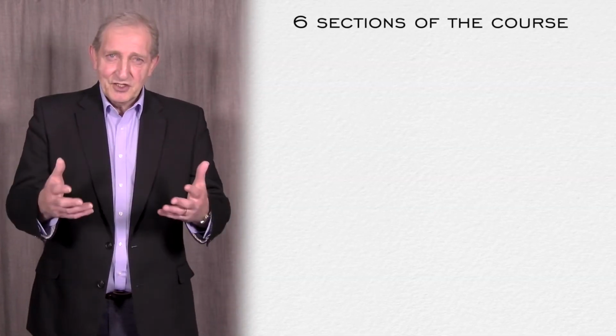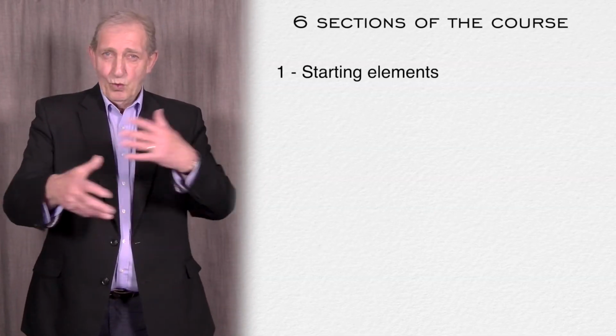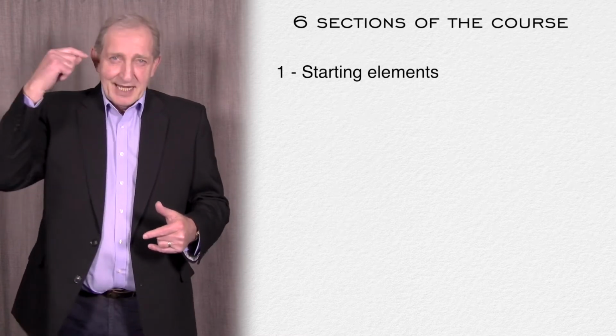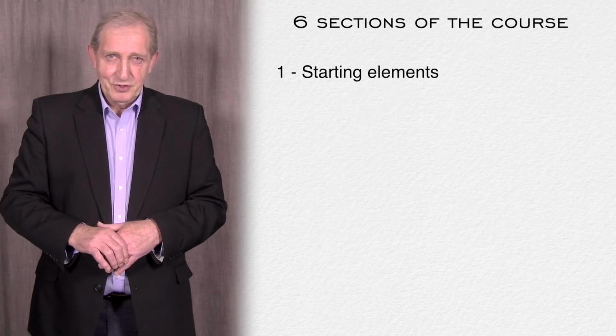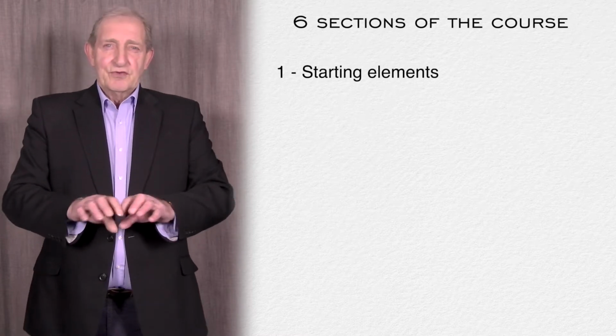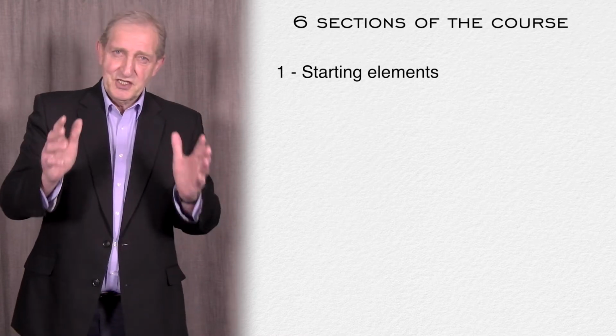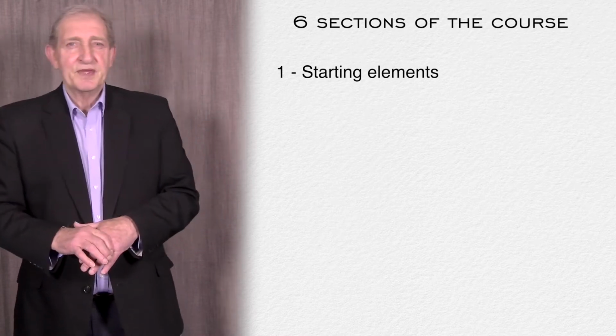Now there are 6 sections in the course. The first section I call starting elements. So this is what happens before you start. So this is making sure we get the thinking right, getting it right in the head, the goal of any professional, and also answering the 3 questions we need to answer before we start to get together the material. So that's section 1, starting elements.